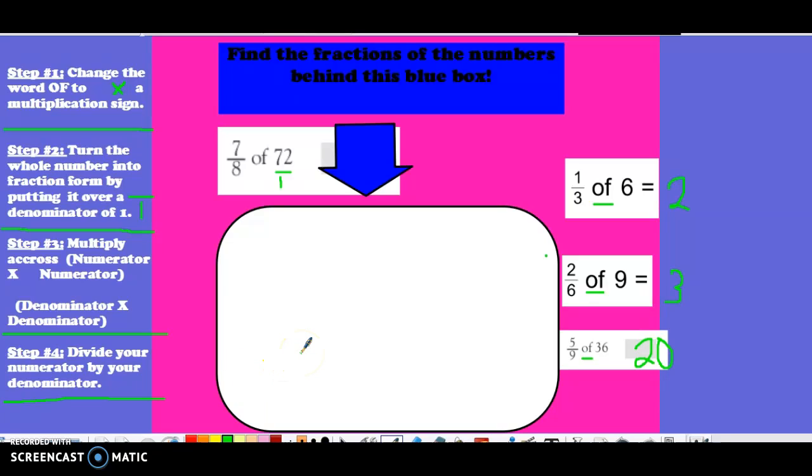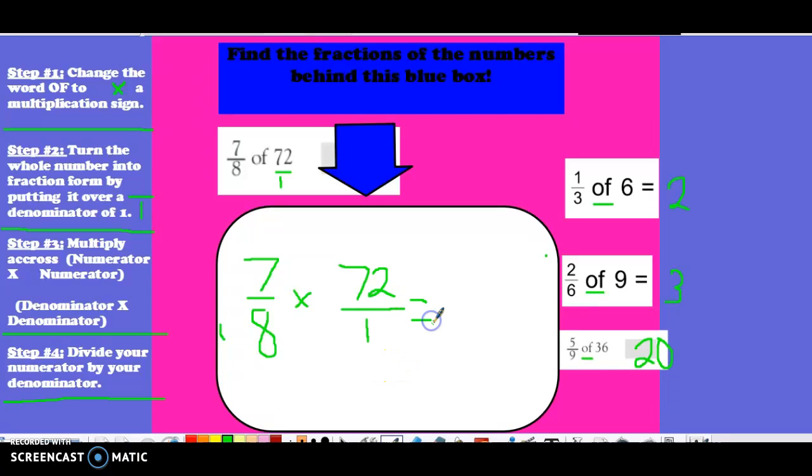So, for example, you can see I've started with the fraction 7/8. I'm going to take you through the steps and then show you why this works. My focus is typically on this denominator. That's the total number of pieces I would have. Of changes to multiplication, 72, my whole number, turns into a fraction as well when I place it over 1.